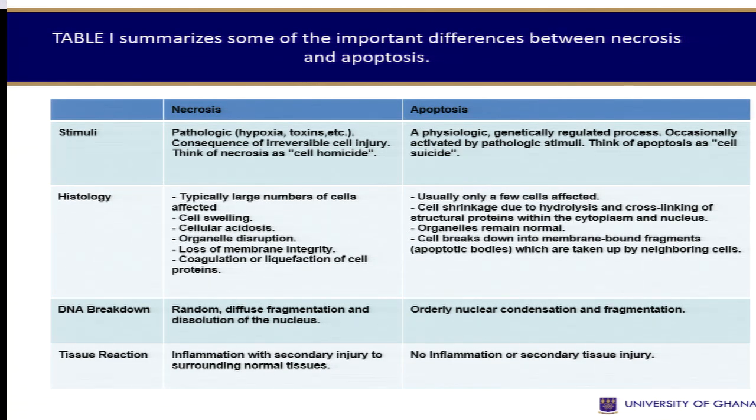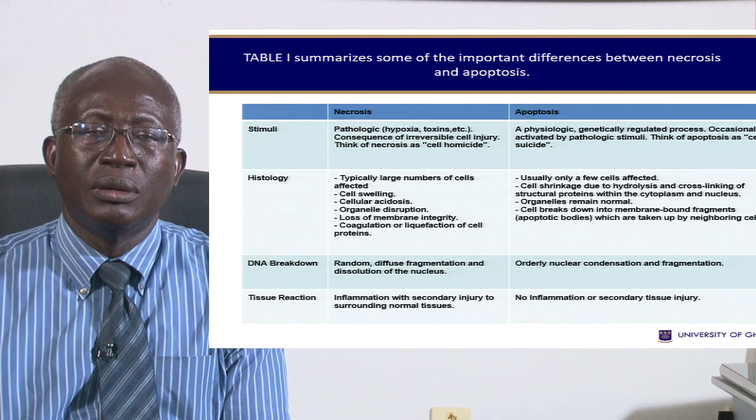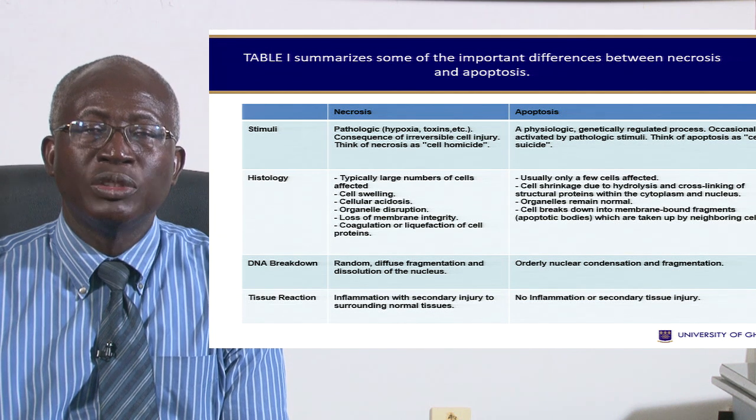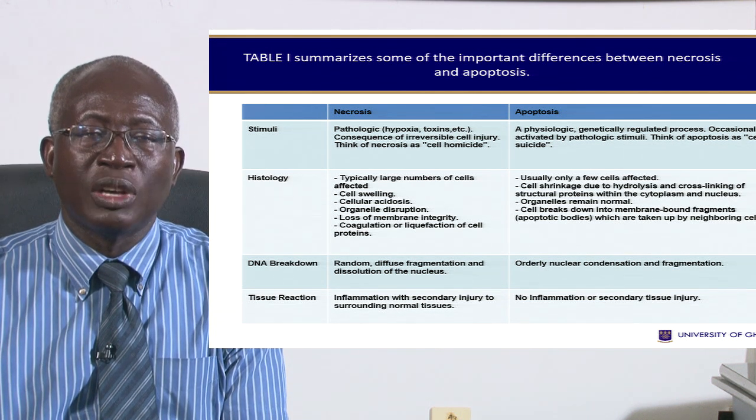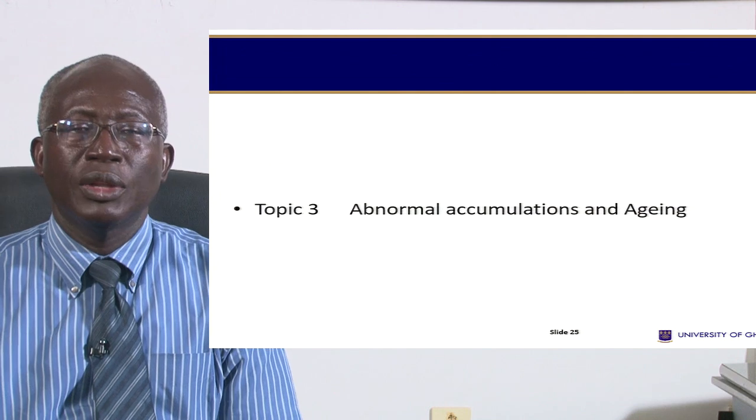This table lists features of apoptosis and necrosis, so we can distinguish them. Key ones among them is that there's no inflammation in apoptosis, whereas necrosis is always accompanied by inflammation.